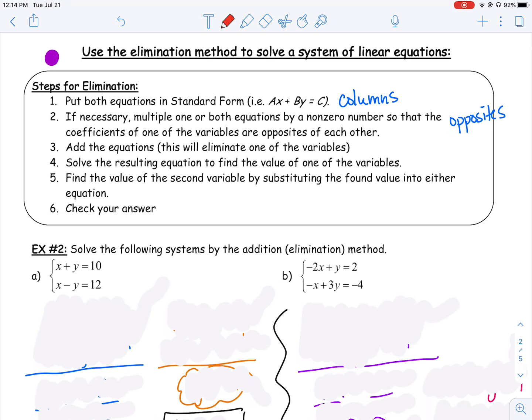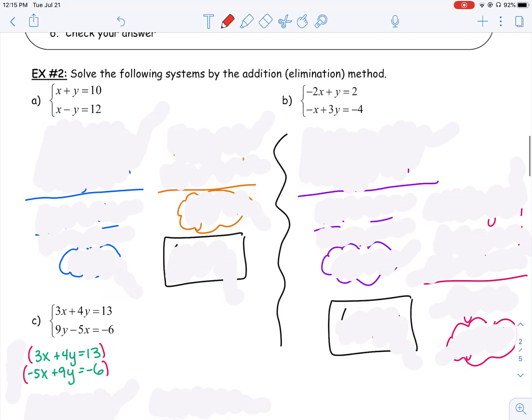Step number three, we want to add the new equations together. Once we add those new equations together, the opposite variables should cancel, and that should eliminate one of the variables. We can then solve the resulting equation for the one variable. Once we have one answer, we can plug it in to get the second variable. And then again, we can always double check our answers. Let's do a few so that makes more sense.